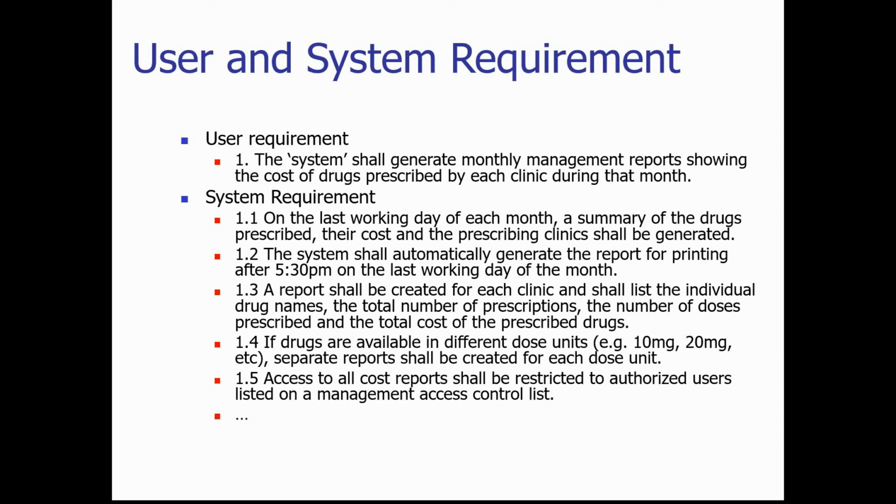Okay, then a report should be created for each clinic, and it shall list individual drug name, total number of prescriptions, the number of doses prescribed, and the total cost of the prescribed drug. So in here, detail the content that should be put in the report. And 1.4 is, also here, since we show the number of doses, if the doses use different units, and the doses are available in those units, a separate report should be created.